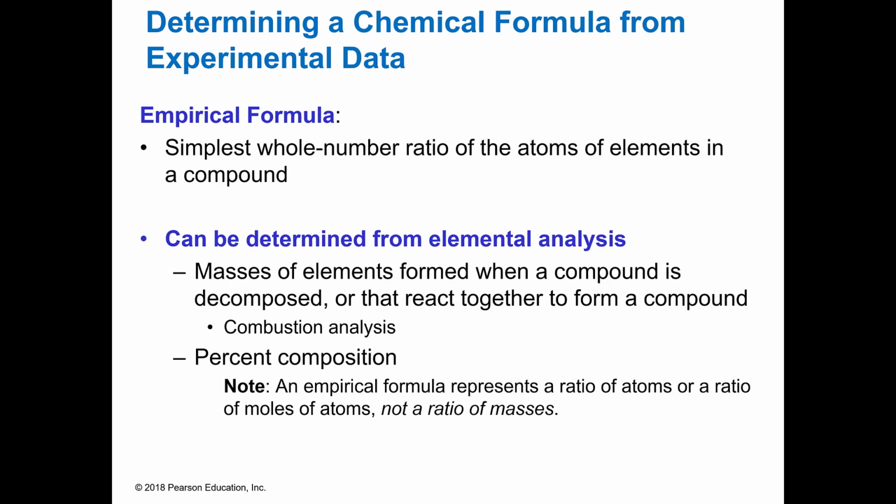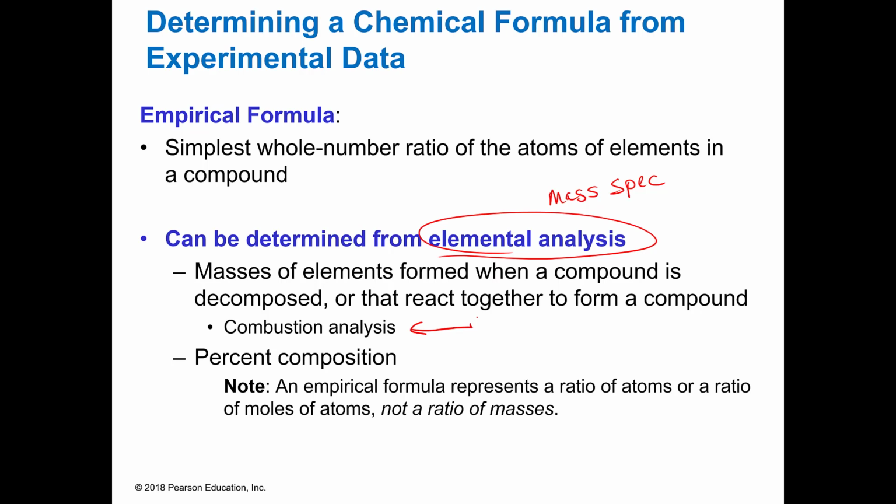So we said empirical formula is the simplest whole number ratio of atoms, the elements in a compound. And we can determine the empirical formula by performing what's called an elemental analysis. To perform an elemental analysis, we use something we call a mass spec, a mass spectrometer. We can combust those, burn them up, decompose them, and then we can measure what the individual elements are that we're putting off.